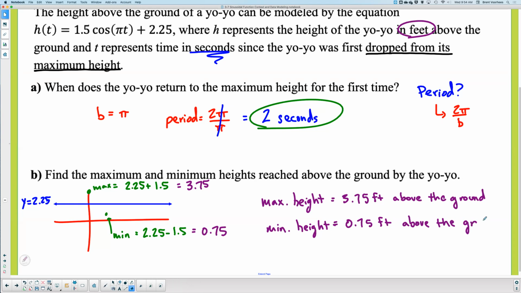Let's see a little bonus work for you AP students here. If it's 0.75 feet above the ground, how many inches is that? That would be 9 inches. Okay, so someone else, how many total inches would 3.75 feet be? 45. Good. 3 times 12 is how much? 36. Add your 9. That would be 45 inches above the ground.